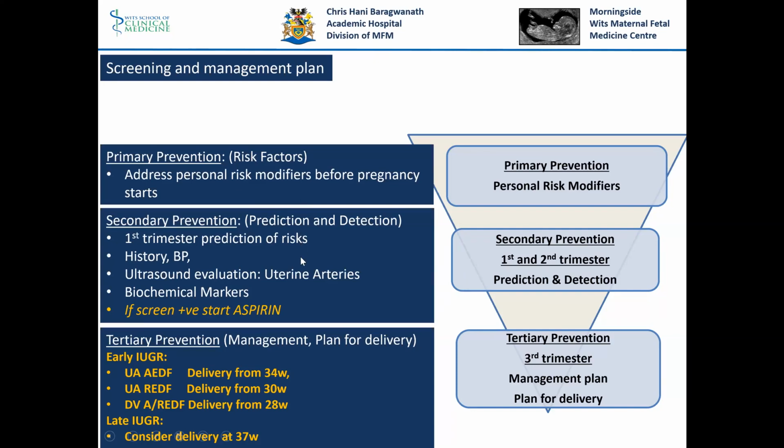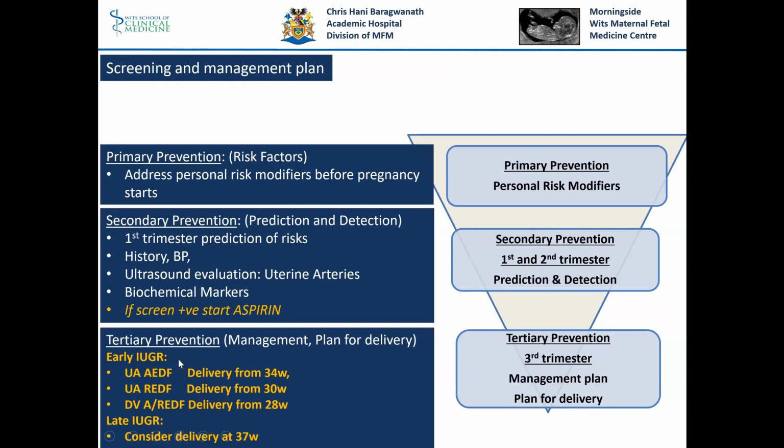And then once she's pregnant, we need to assess the fetus for abnormalities, but also get a good history, measure the blood pressure, look at the uterine arteries, look at the biochemical markers if they're available, and start with aspirin or aspirin plus other things, depending on the underlying condition. And when we get to the third trimester, is there a place for a routine third trimester scan? No. But those who screen positive and you worry about them, you will monitor them in the third trimester.